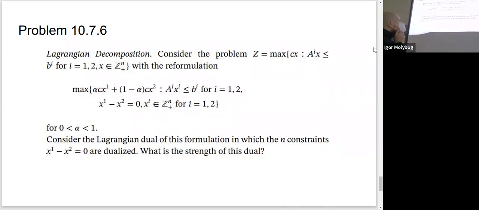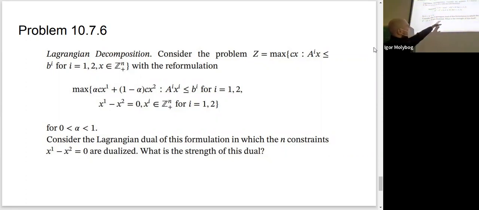We introduce two vectors x1 and x2 instead of the vector x, which have to be equal to each other because x1 minus x2 is equal to 0. Then we decompose our objective function into two parts with the coefficient alpha, which, because x1 is equal to x2, is just the same objective function. However, we separate the system of linear inequalities into two groups, and into each group we substitute a different value of x.